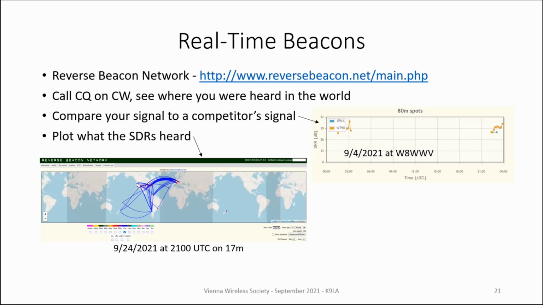So this is a great way to also compare two antennas that you may have. Just send CQ on one antenna, then send CQ on the other antenna, then go look at the SDRs and compare the signals they receive from you. Also, what you can do is plot what the SDRs heard, everybody. And this came from 2100 today, UTC, which is 5 o'clock. This was 17 meters. You can see North America was working into the Pacific, South America, and Europe. So again, this is a good real-time picture of what's going on.